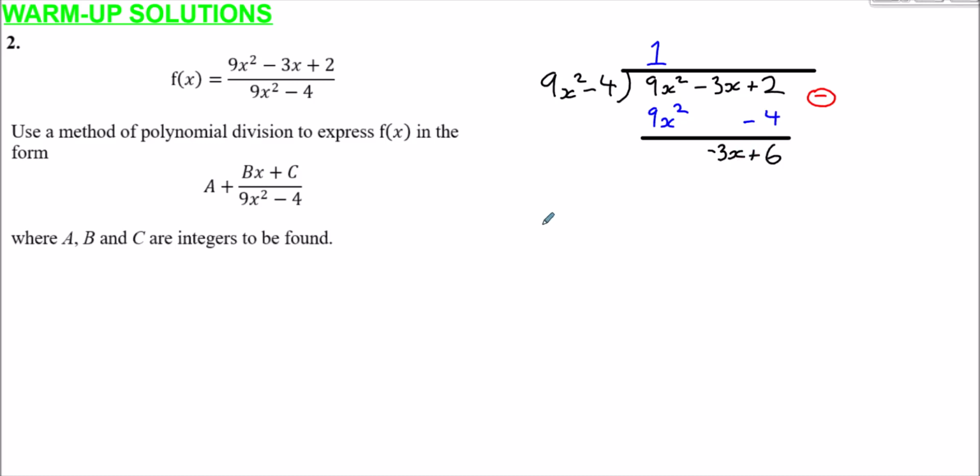This is therefore what's left. So therefore, we can say that 9x squared minus 3x plus 2 all over 9x squared minus 4 equals the quotient, which is 1, then plus the remainder. So the remainder here is minus 3x plus 6. So we're going to add minus 3x plus 6 over the original denominator.